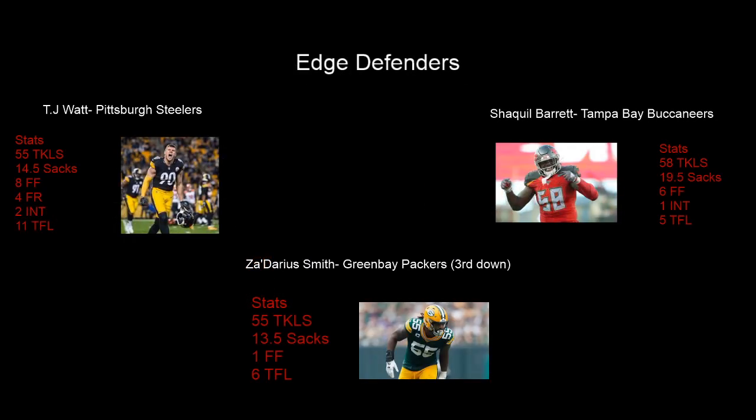Let's get to the edge defenders. My first guy is TJ Watt: 55 tackles, 14.5 sacks, 8 forced fumbles, 4 recoveries, 2 interceptions, and 11 tackles for loss. He's balled out this season for the Steelers, again on a great defense, and consistently creates pressures. He's got a real knack for stripping the ball and making big plays, and is an absolute no-brainer for me. A guy who probably won't get Defensive Player of the Year, but if he did, I don't think I'd have too much of an argument against him.